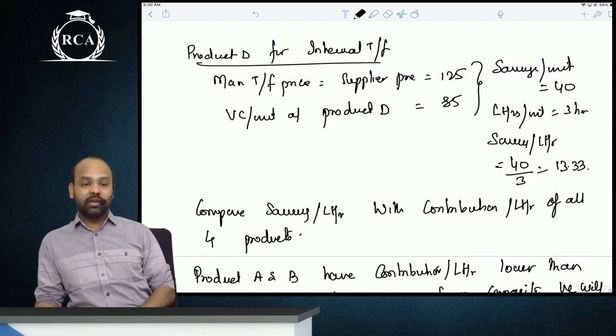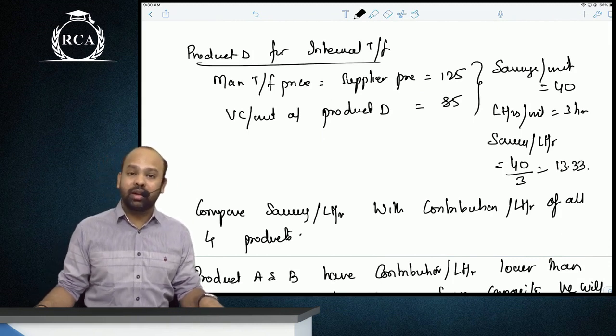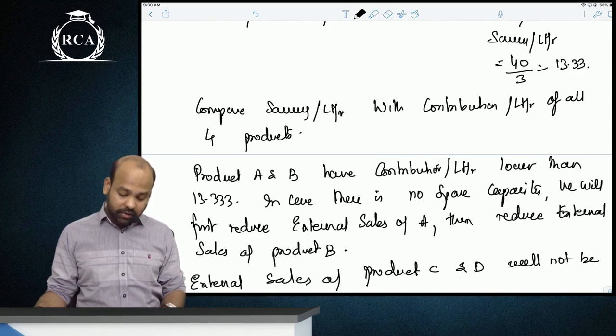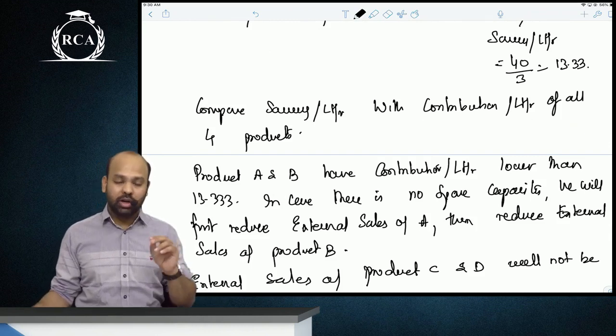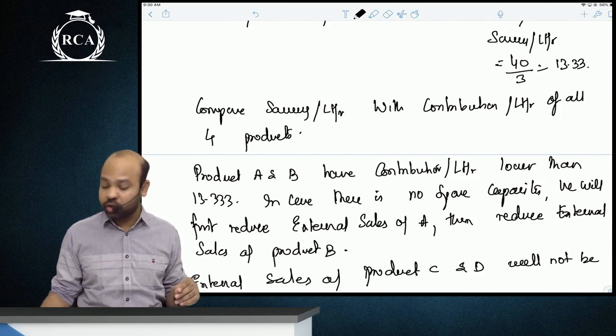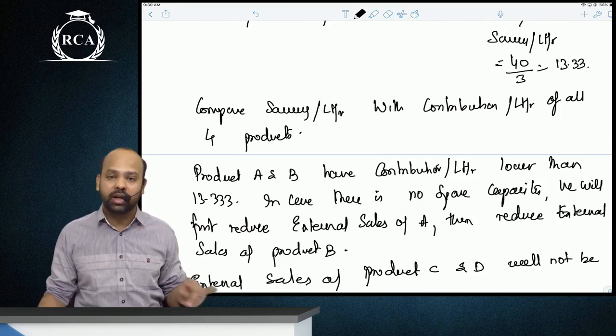Either you do this, guys, that yes boss, product D will result in a saving of 13.33 if it is transferred internally. If you compare this with the contribution per labor hour of all the 4 products, product A and B have a lower contribution, so it is beneficial for us to reduce sales of product A and B and transfer internally.